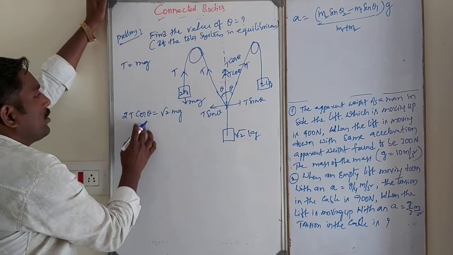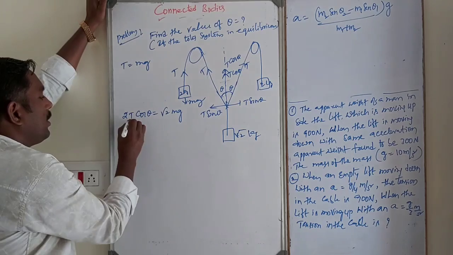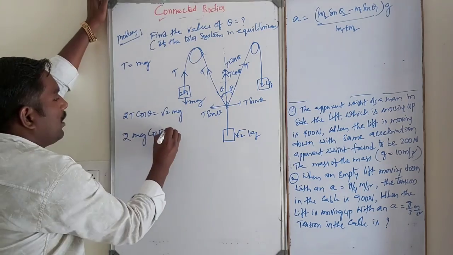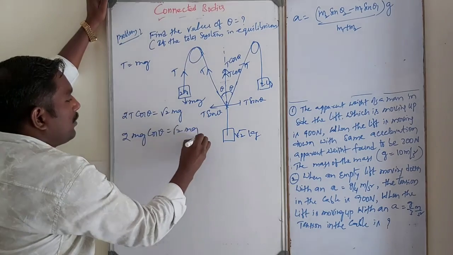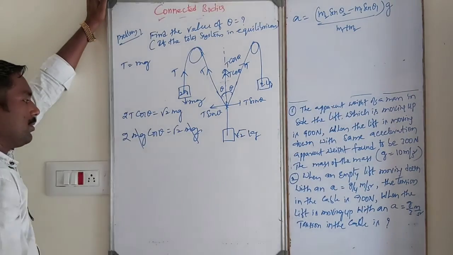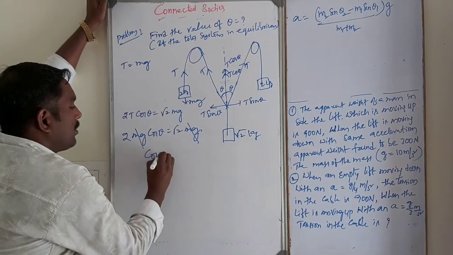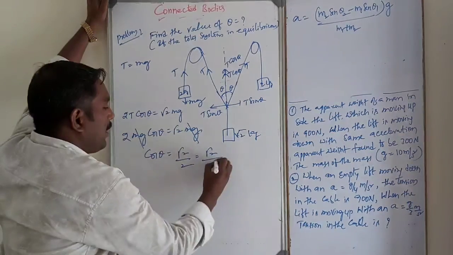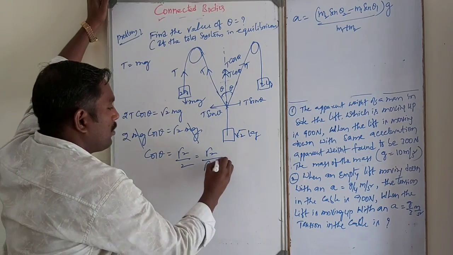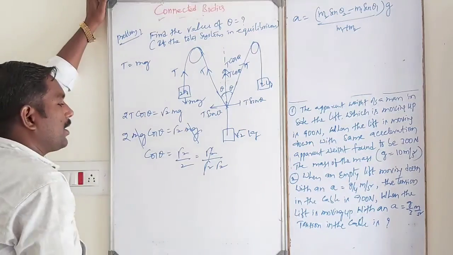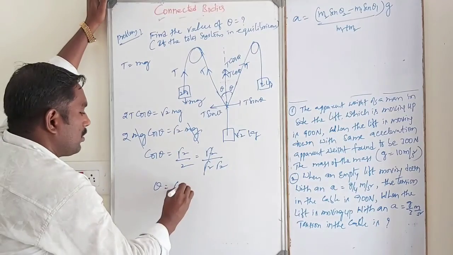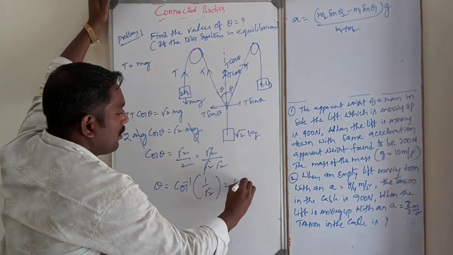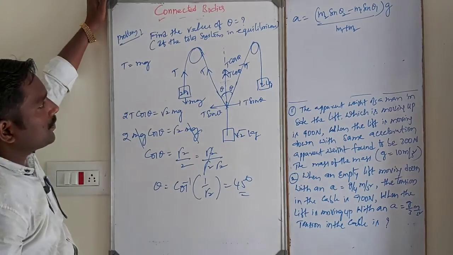So T is equal to what? mg. So substituting T value, 2T cos theta is equal to what? 2 mg cos theta is equal to root 2 mg. mg cancel. So cos theta is equal to what? Root 2 by 2, that is root 2 divided by root 2 into 2. So theta equal to cos inverse of 1 by root 2, that is equal to 45 simply.